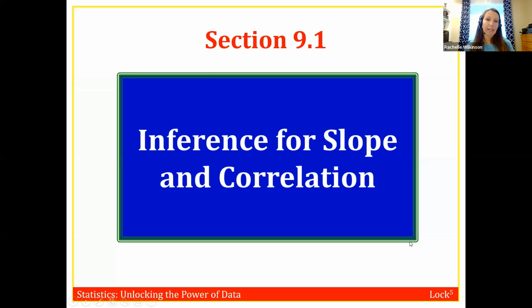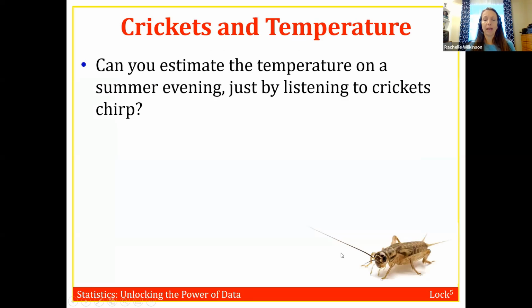So today in section 9.1, we're basically going to take everything that we learned about correlation and regression back in chapter 2, and then we're going to take everything we know about doing statistical inference, and we're going to kind of mash them up together. So we're going to do inference for slope and correlation. So first, we're going to just review a little bit some of the stuff that we learned back in chapter 2.